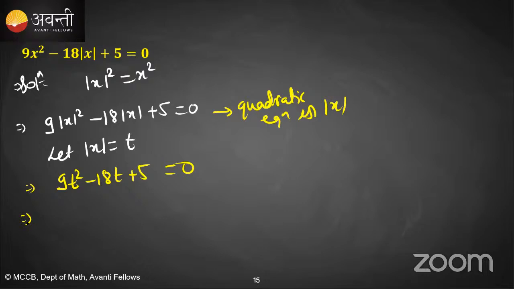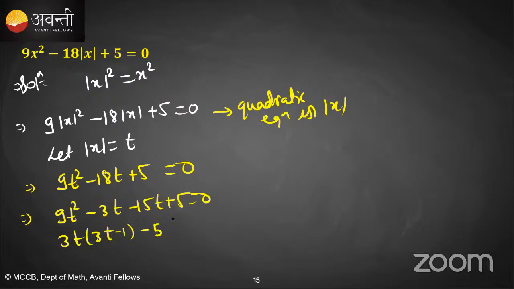Is this clear? So now factorize this. This can be written as 9t square minus 3t minus 15t plus 5 is equal to 0. So take 3t common, this is nothing but 3t minus 1. Take 5 common, minus 5, this is nothing but 3t minus 1 equal to 0.